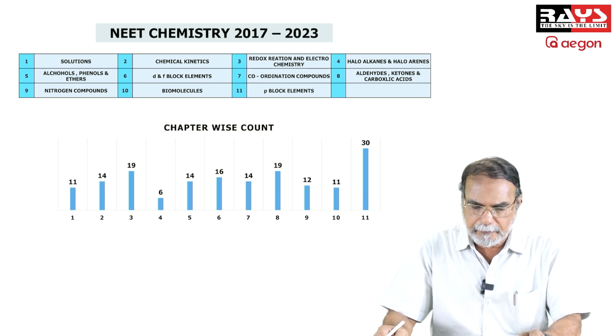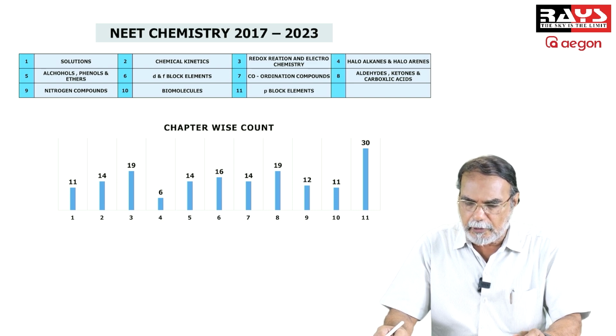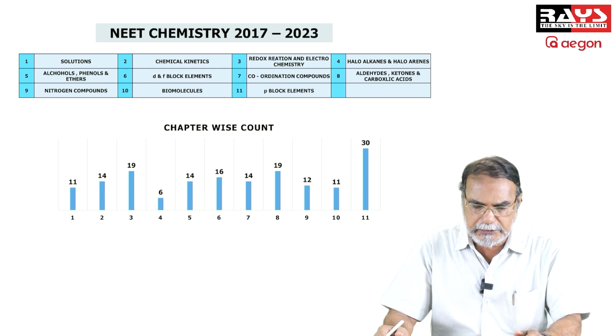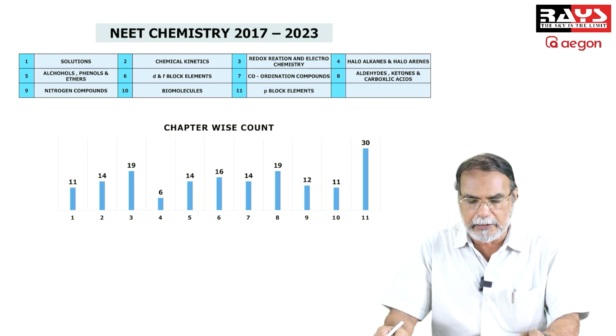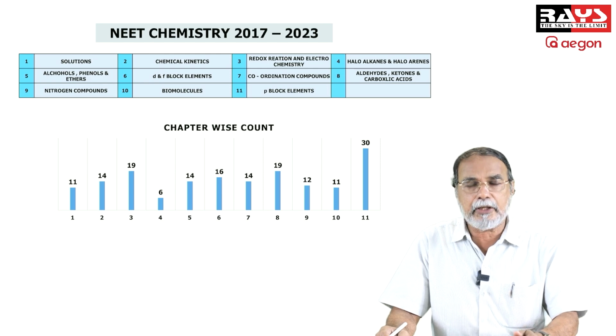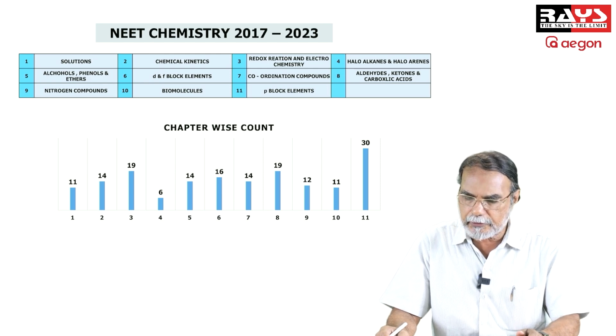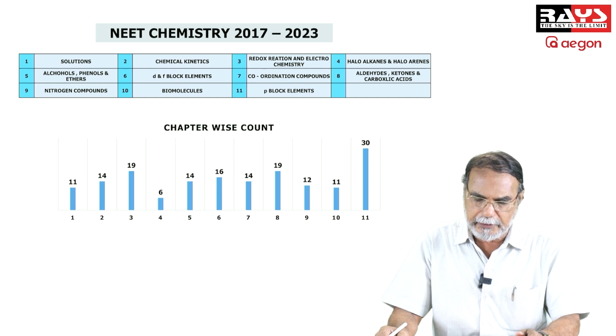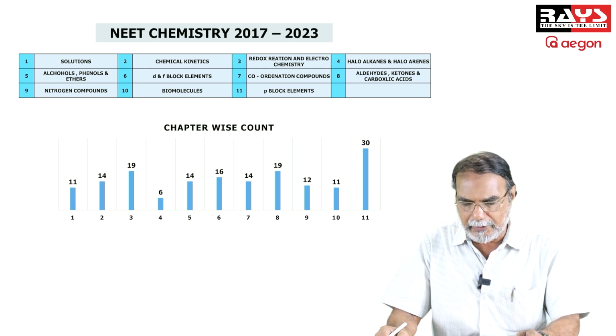And as such, the topics have been divided into 11 topics: solutions, chemical kinetics, redox reactions and electrochemistry, haloalkanes and haloarenes, alcohols, phenols and ethers, D and F block elements, coordination compounds, aldehydes, ketones and carboxylic acids, nitrogen compounds, biomolecules, and P block elements.